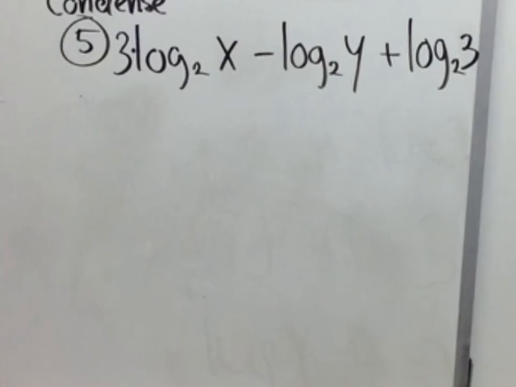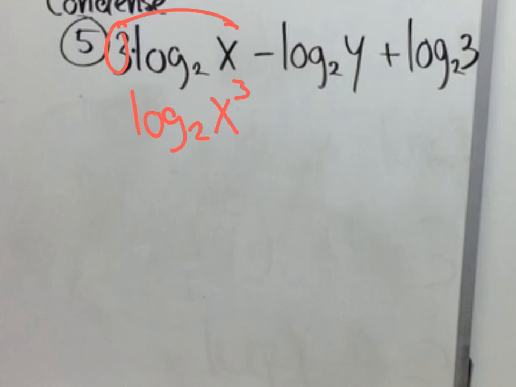Well, we do see that there's a 3 times, which means we could use a power property. We have a minus sign, which we're going to use a quotient property, and a plus sign, which we're going to use a product property. So I'm going to begin with the power property. This 3, I'm just going to move it up to the top. So I'm going to take the 3, move it up, and make it a power of x. So I'm going to have log base 2 of x to the third.